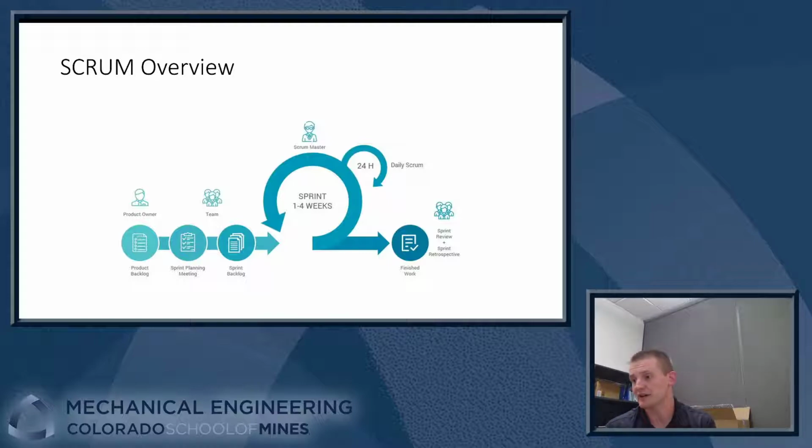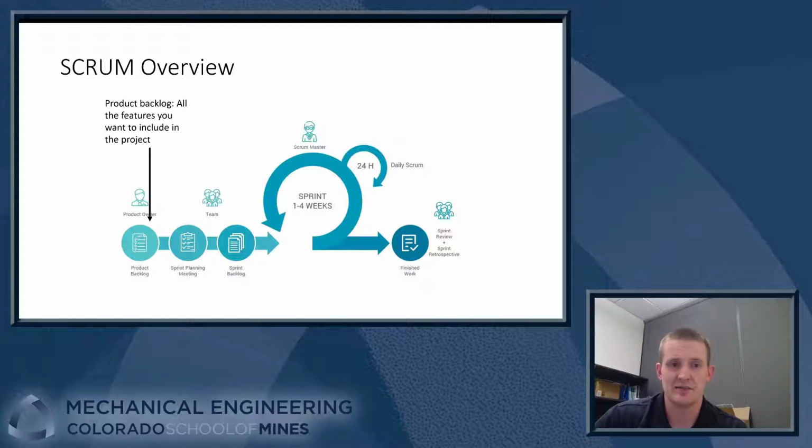So let's take a look at how this process actually works. This is the sprint or the Scrum Agile project management basic skeleton of what happens during a sprint. Okay, so at the beginning here, we create what's called the product backlog, right? So these are all the features that you want to include in your project. So list out all the features you would really want to have in your project when it's done.